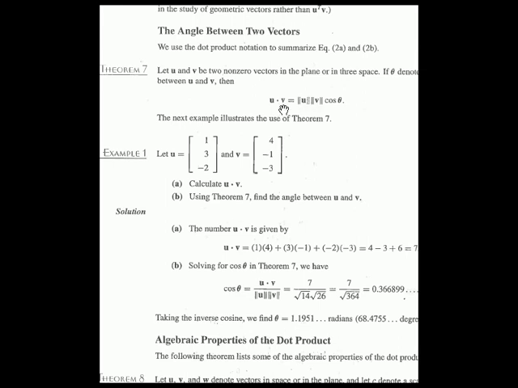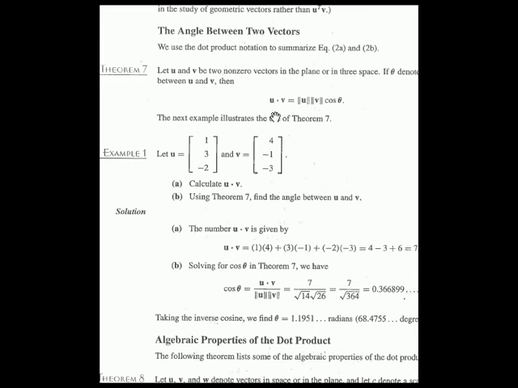Notice that if the two vectors are orthogonal, that means the dot product is 0. The cosine of theta is 0. If the angle between the two vectors is 90 degrees or minus 90 degrees, the cosine is 0. The dot product will be 0. So the dot product between two vectors is 0 if and only if they're orthogonal in 2 or 3 dimensions.